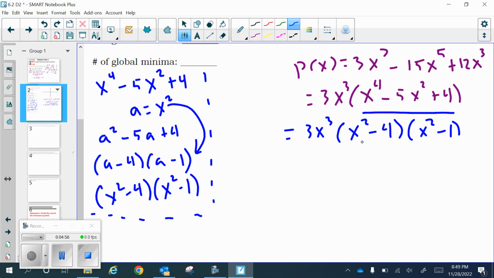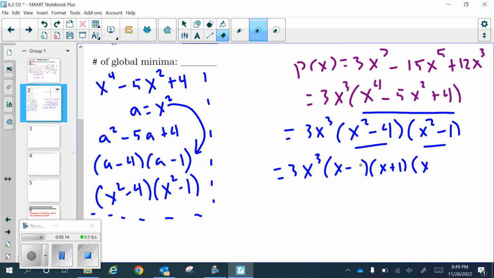But we're not done here, because x squared minus 4 and x squared minus 1 both still factor down. They're both difference of squares. So we get x minus 2, x plus 2 from x squared minus 4, sorry, I wrote minus 1 and plus 1 but it should be 2, so we're going to change these. And x squared minus 1 gives us x minus 1, x plus 1. All right, so that's my factored form, and this is also going to give me my x-intercepts.